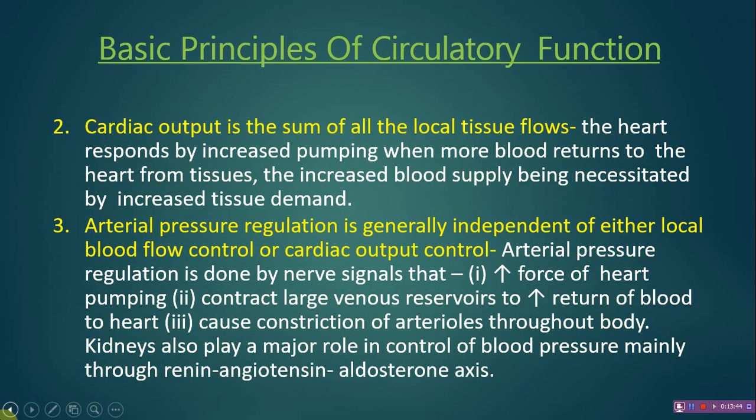And third, arterial pressure regulation is generally independent of either local blood flow control or cardiac output control. The circulatory system is provided with an extensive system for controlling the arterial blood pressure. For instance, if at any time the pressure falls significantly below the normal level of about 100 millimeters of mercury, within seconds a barrage of nervous reflexes elicits a series of circulatory changes to raise the pressure back toward normal. Arterial pressure regulation is done by nerve signals that first increase the force of heart pumping, second contract the large venous reservoirs to increase the return of blood to the heart, and thirdly cause constriction of arterioles throughout the body. Here, kidneys also play a major role in controlling blood pressure, mainly through the RAS system, or renin-angiotensin-aldosterone axis.